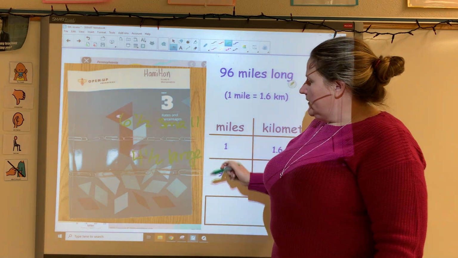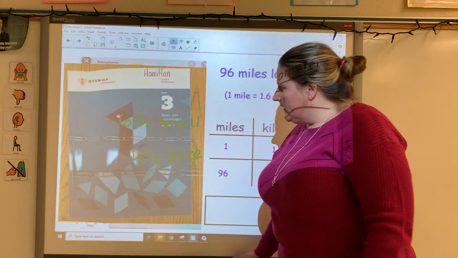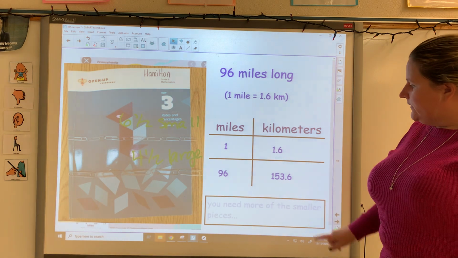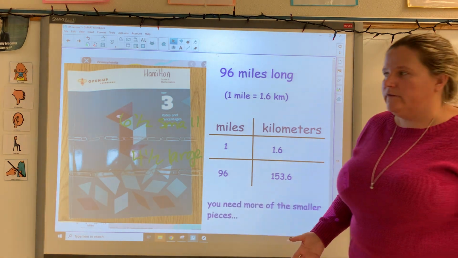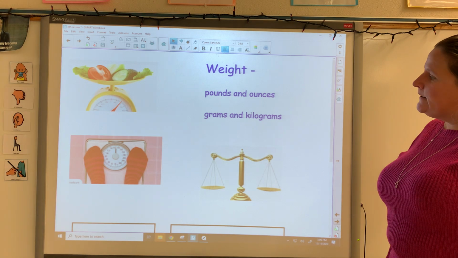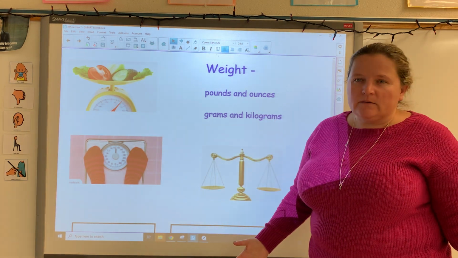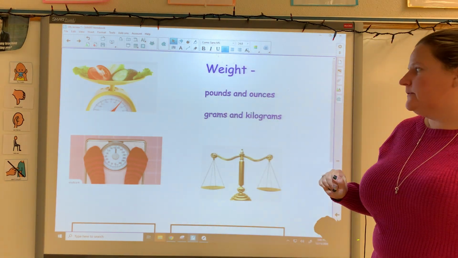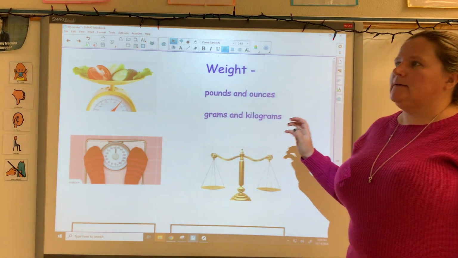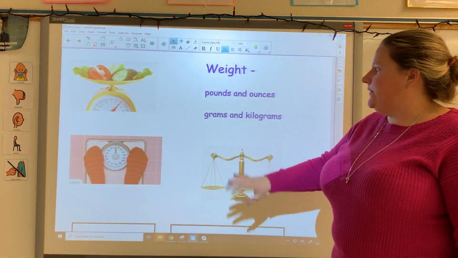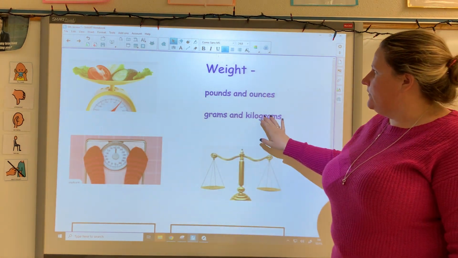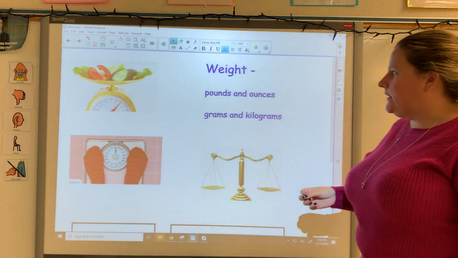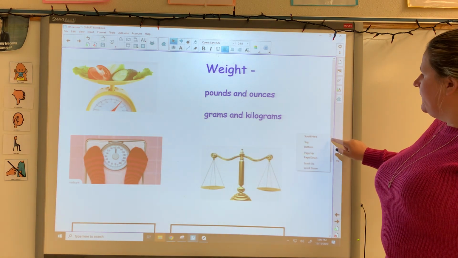So with my information, I can know that since I need more of them, they're the smaller piece, okay? Just again, remember you need more of the smaller pieces for the same size. Weight is something else that we measure differently. In the United States, we tend to use pounds and ounces. In science and a lot of the rest of the world, you use grams and kilograms, and your kilogram and your pound are going to be the ones that you're going to probably see the most, or you're going to compare.